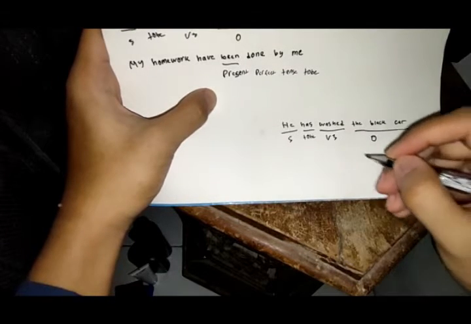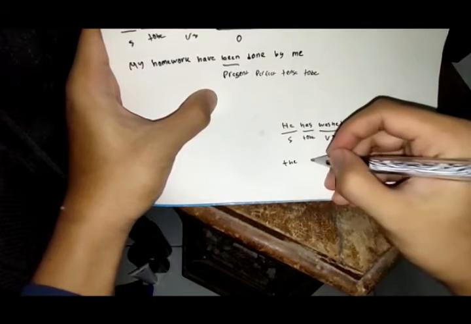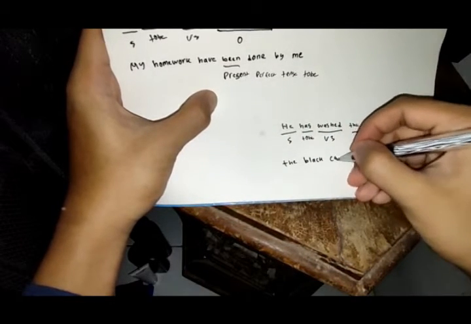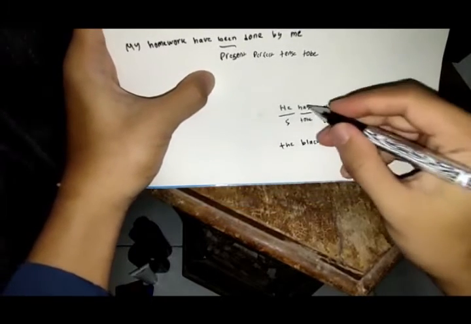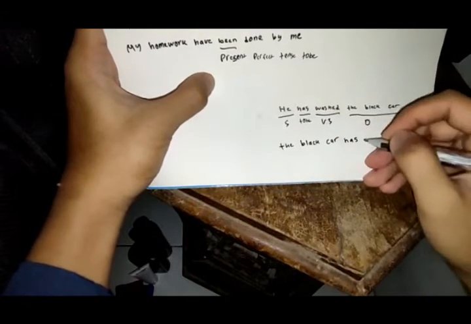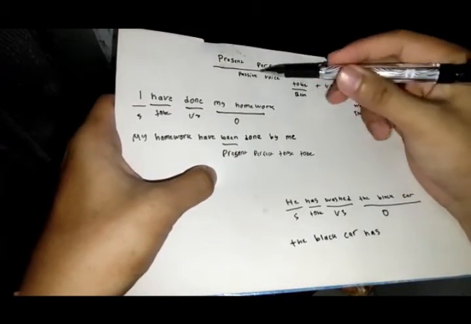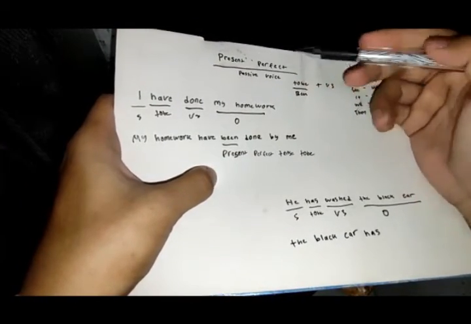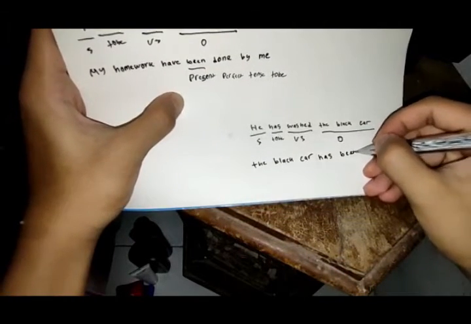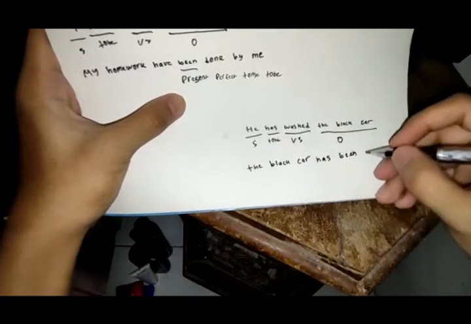So, the black car has, don't forget, been, the to be from the present perfect. And the verb.